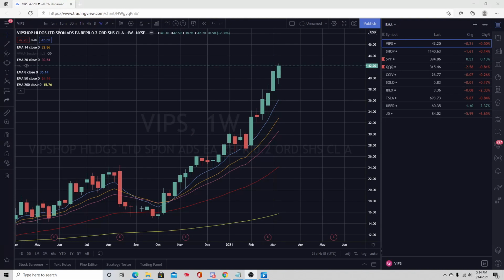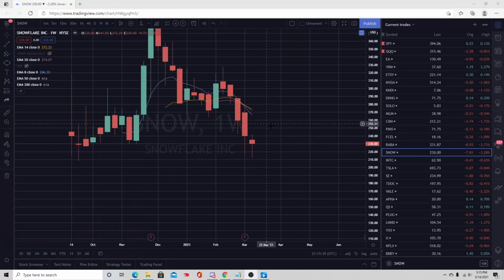Using EMAs to find out when a stock is overbought or oversold. The farther away it is from the 8 EMA, the more overbought. Eventually, price is going to have to come back down and meet. And when you see price way below the 8 EMA, could potentially mean that the stock is oversold.